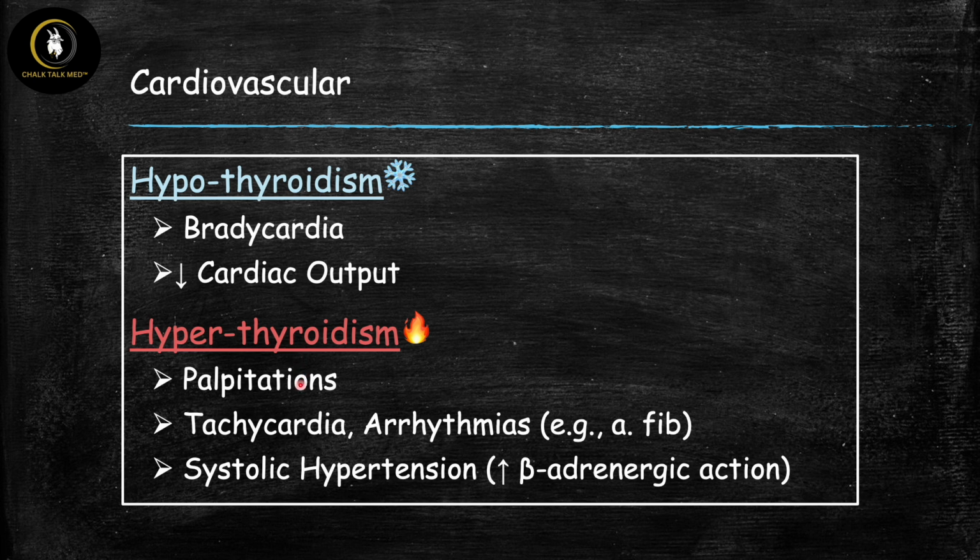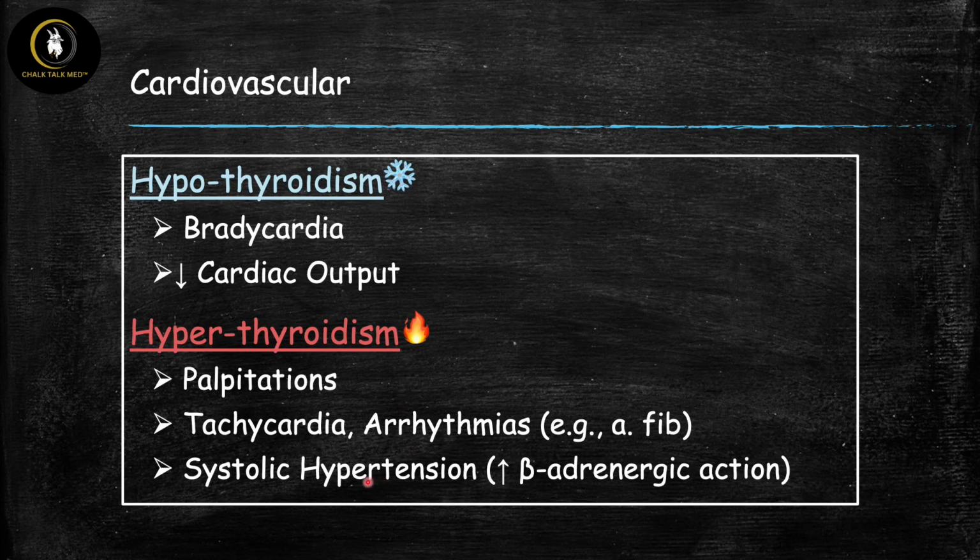So here, this is going to lead to palpitations, tachycardia, which is a fast heart rate, and often can lead to arrhythmias. Very common one is AFib. And in fact, when someone comes in with new onset AFib, one of the things you want to check for is their thyroid levels to check for hyperthyroidism.